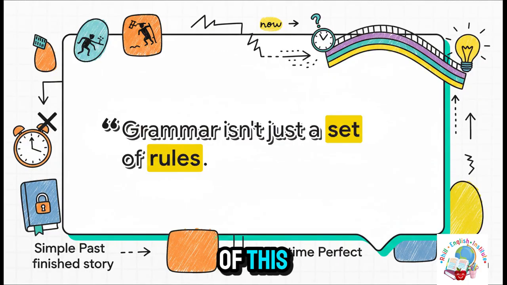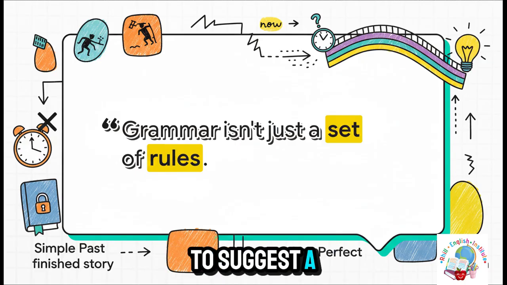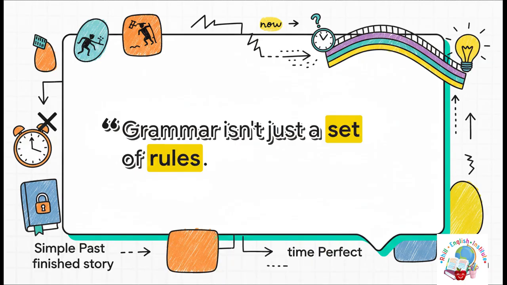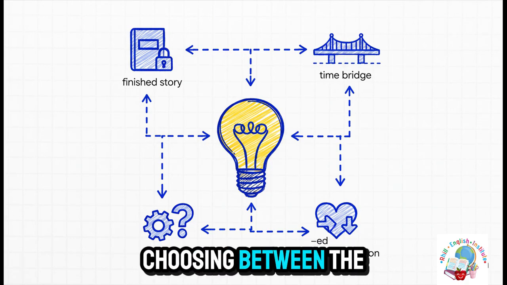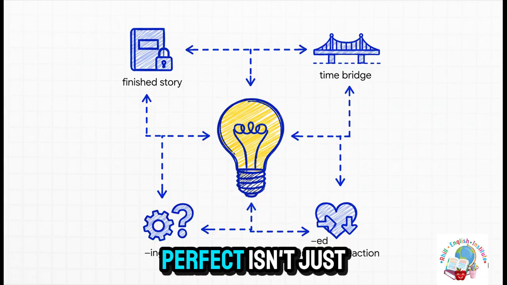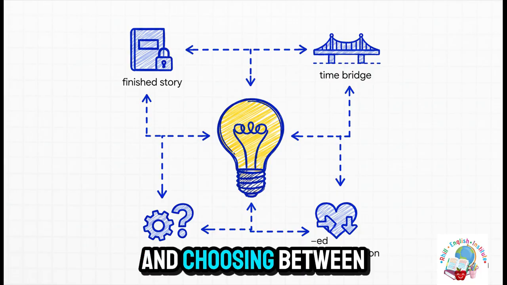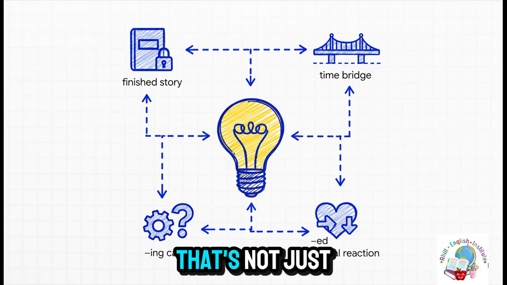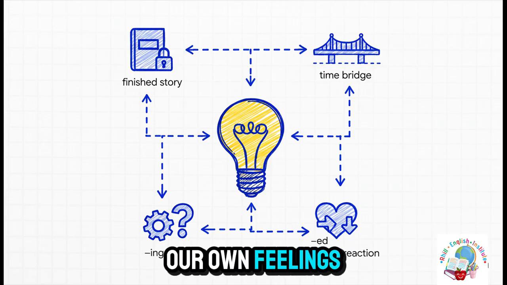So after all of this, you might be thinking that grammar is just this big, long list of complicated rules you have to memorize. But I want to suggest a totally different way of looking at it. Really, grammar is the blueprint for storytelling. Choosing between the simple past and the present perfect isn't just a rule. It's choosing if you want to tell a finished story or build a bridge to the present. And choosing between tiring and tired, that's not just a rule. It's choosing to describe the world or to describe our own feelings about it.